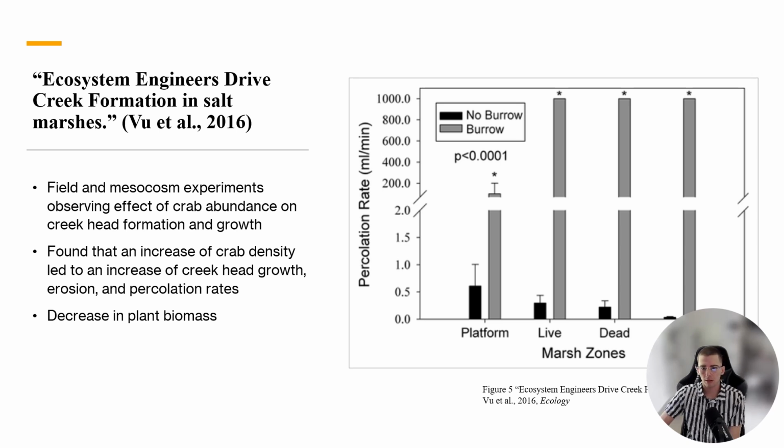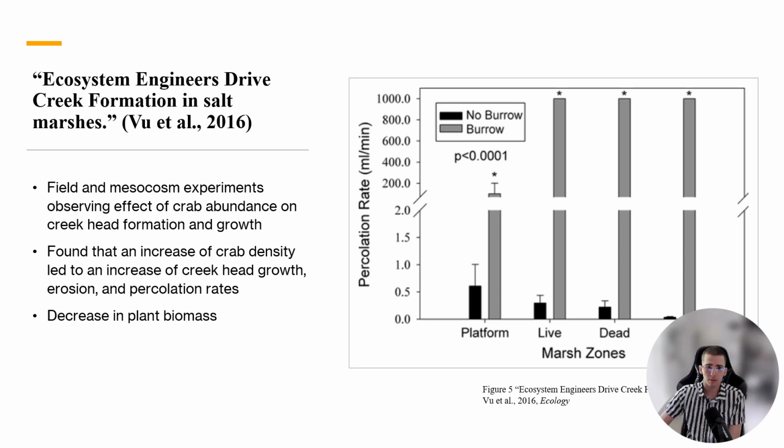The live and dead zone is just where there's live versus dead cordgrass present. And on the far right, you can't see it because of my camera, but that's the mudflat zone where there is zero cordgrass present at all. And as we can see in every single zone measured, there is a significant increase in percolation rate associated with the presence of crab burrows, indicating an increase of flow through the system with the presence of crabs.